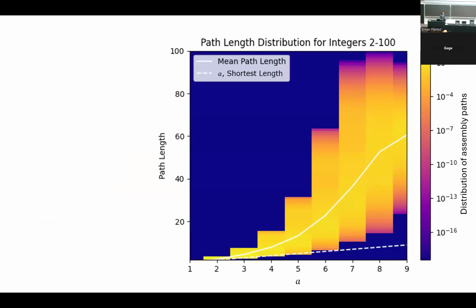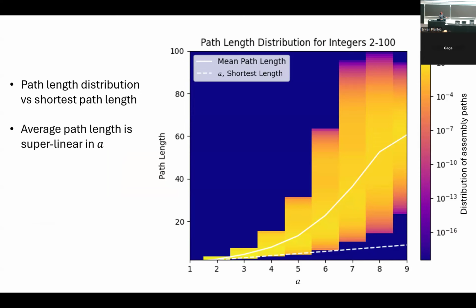So first, to make it more straightforward, we'll come back to numbers, like integers. If you take an ensemble of objects, in this case 2 to 100, and you bin them by their assembly index, which is on the x-axis here, you can look at how their path length distribution varies as a function of that. This dotted line on the bottom is the assembly index line, and this white solid curve is the average path length. And what we find is that it is pulling away from the assembly index exponentially.